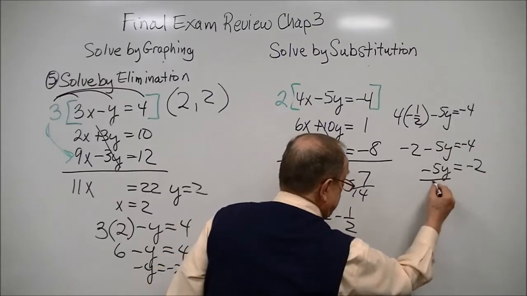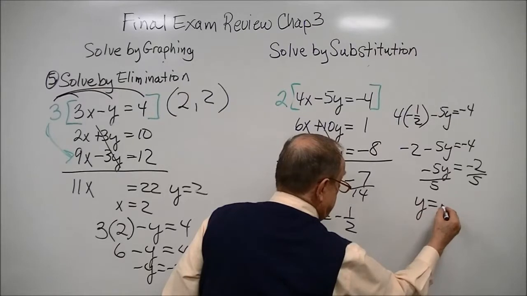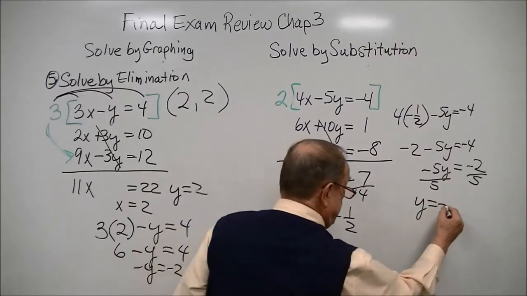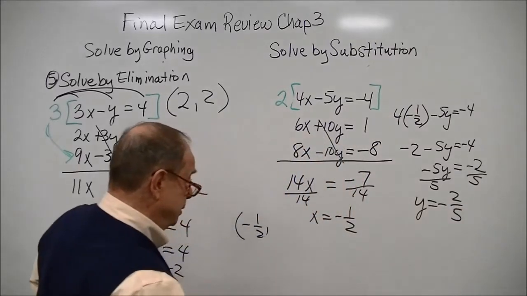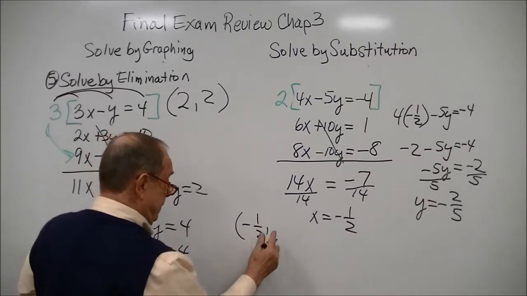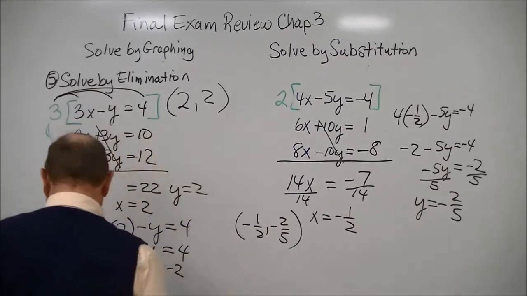And now I'm going to transpose my negative 2 to the other side. It then becomes a positive 2, and that leaves me with a negative 2 on that side. And now I divide both sides by 5. I get y equals a negative 2/5. So my ordered pair then is a negative 1/2 and a negative 2/5.